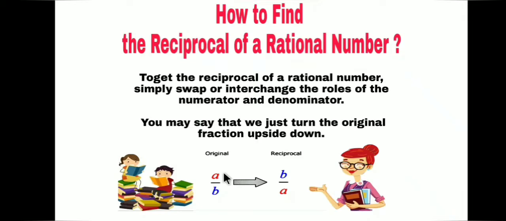This means that if a number is in the form of A upon B, then the numerator of the original number will become the denominator of the reciprocal and the denominator of the original number will become the numerator of the reciprocal. In short, we just interchange the position of the numerator and denominator. If the original number is in the form of A upon B, A is the numerator, so the numerator will become the denominator of the reciprocal and the denominator of the original number will become the numerator of the reciprocal. We will just swap the numbers, we will write the number upside down.